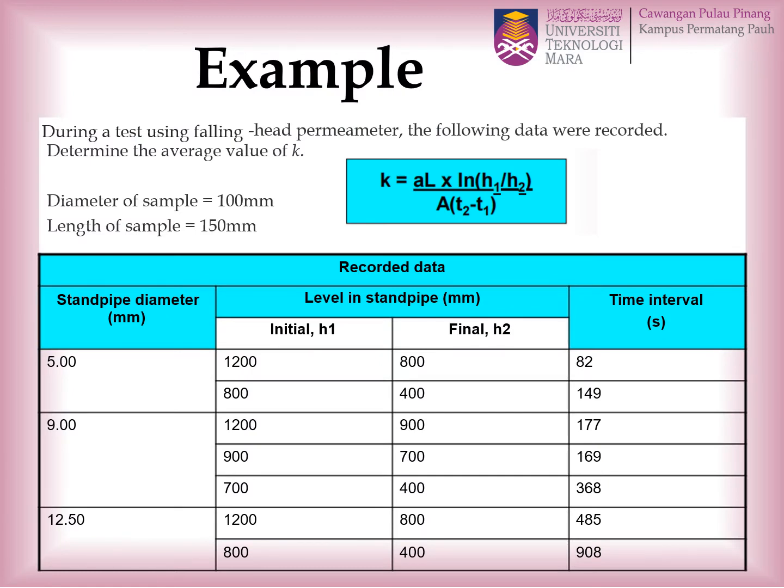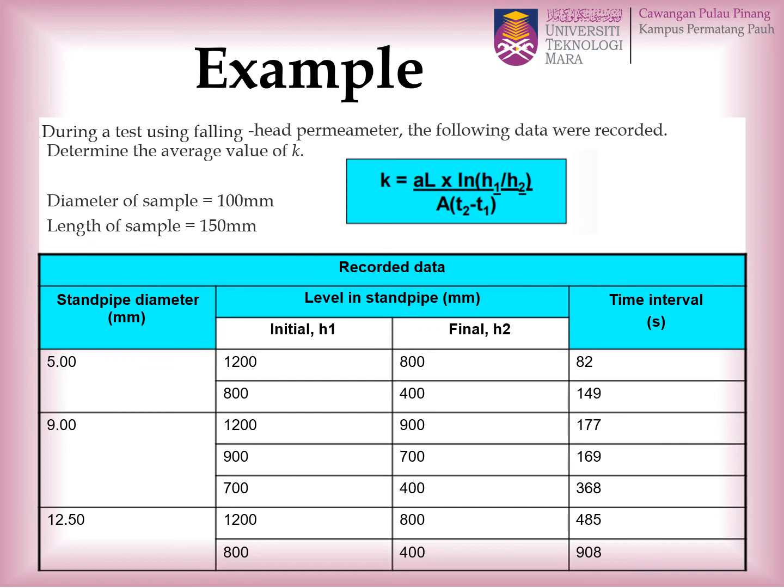Alright guys, this is an example for the falling head test. During a test using a falling head permeameter, the following data were recorded. Determine the average value of K. First, the diameter of the sample is 100 mm and the length of the sample is 150 mm. This one is L, and this one is the large A. This is the standpipe diameter, so we have small a1, a2, a3. You have the initial H1 and final H2. The time interval T is here.